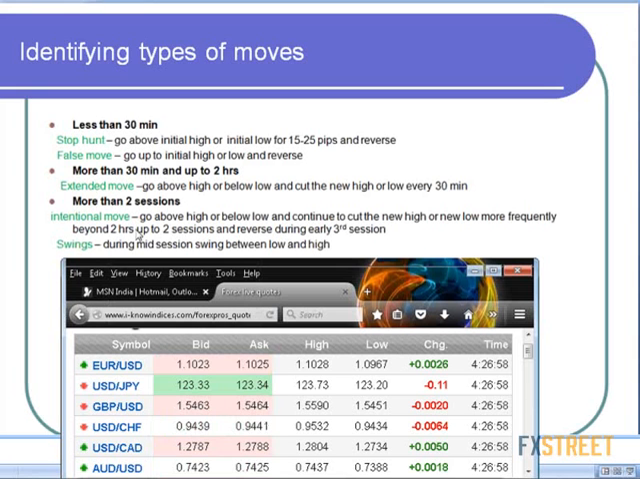And in between, you come across a session change, gap time, and also mid sessions. Then they try to make the stop and false move during that session start, before the data release and during the gap time, and also swings during the mid session. So these are all the types of moves they are doing in the market.